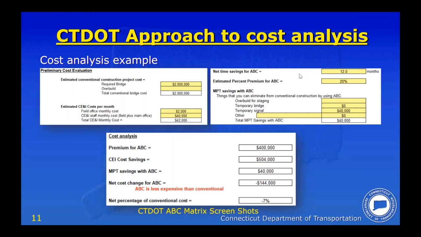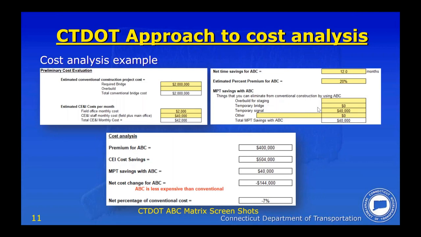So the time savings in this hypothetical project here using ABC, and that's often very achievable. For a small bridge over a river, or say even in the Seymour project, to try to stage that conventionally in that situation probably would have doubled the size of the project in length. In this hypothetical example, 12 months here, our estimated premium for ABC in this hypothetical project is 20%, and that's not far off from some of our SPMT projects.